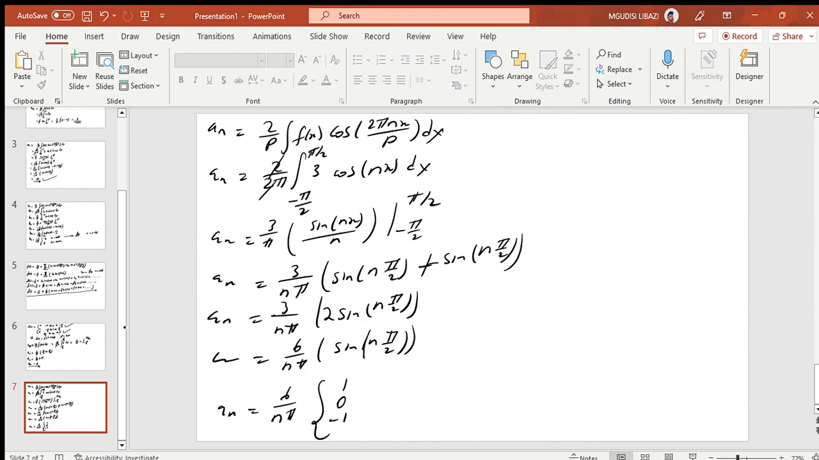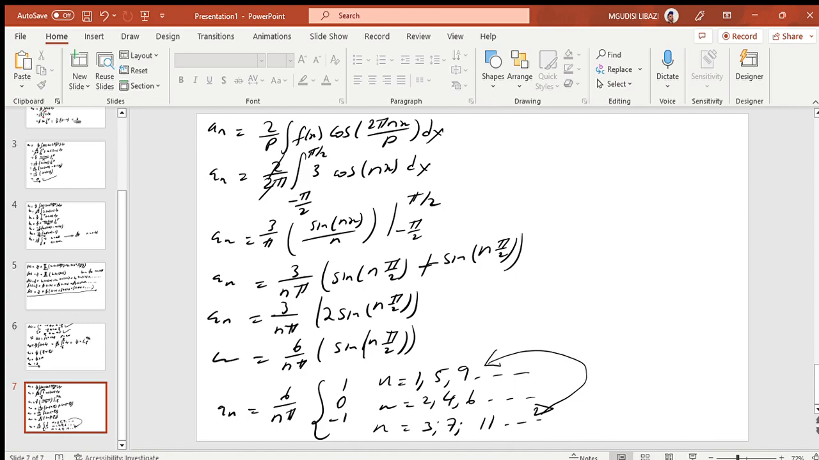We'll notice that we get those values when n is equal to 1, and then when n is 5, when n is 9, etc. And then here when n is 2, 4, 6, etc. And here when n is equal to 3, 7, and then 11, etc. So the function alternates between negative 1 and 1 as it moves from one odd number to the next.